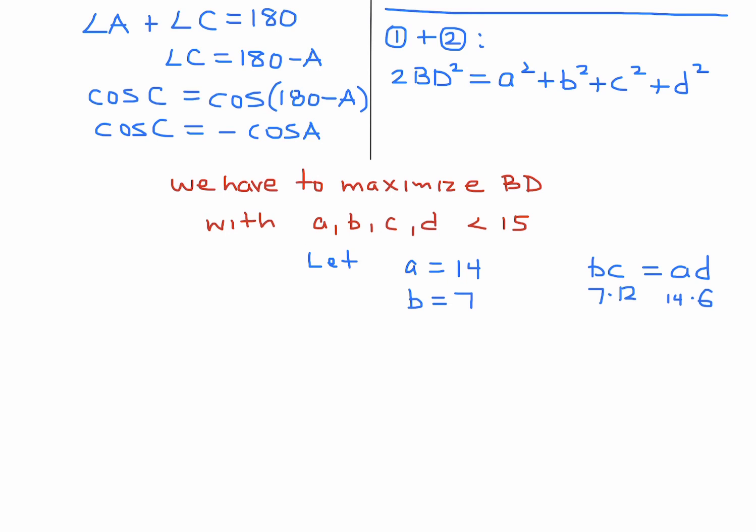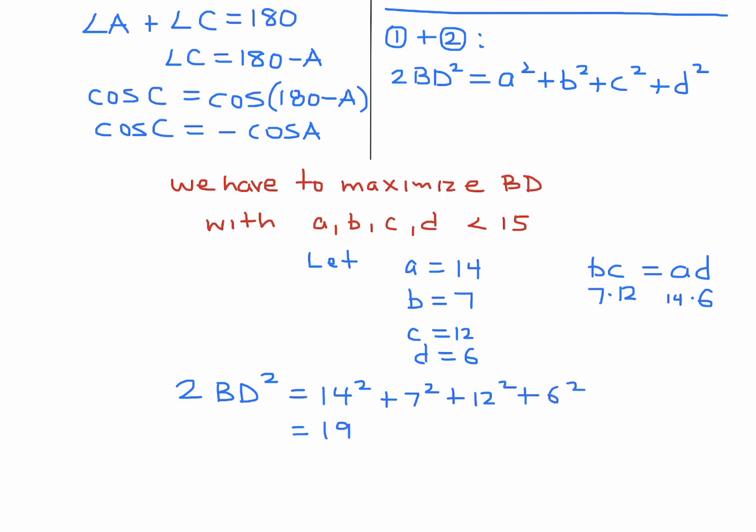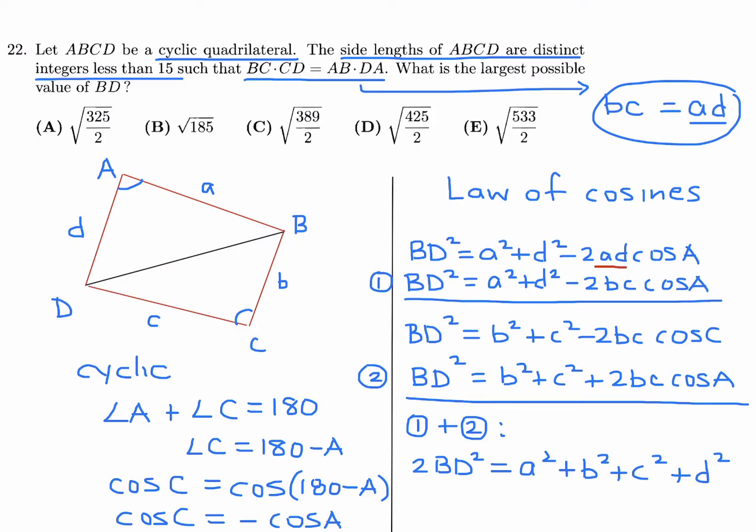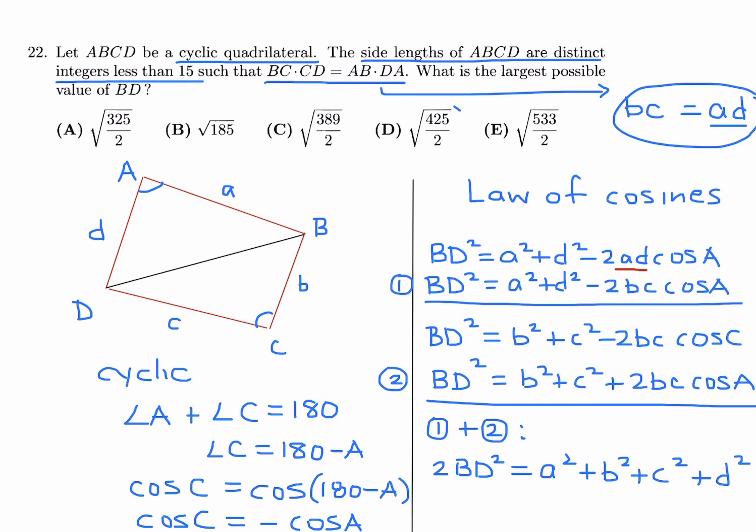So if I use this, C is 12 and D is 6, what do I get? Well, I get 2BD squared is equal to 14 squared plus 7 squared plus 12 squared plus 6 squared. And that is 196 plus 49 plus 144 plus 36. And that totals 425. So therefore BD is going to be 425 divided by 2, and then all under the square root sign. So number 22, the answer is D.